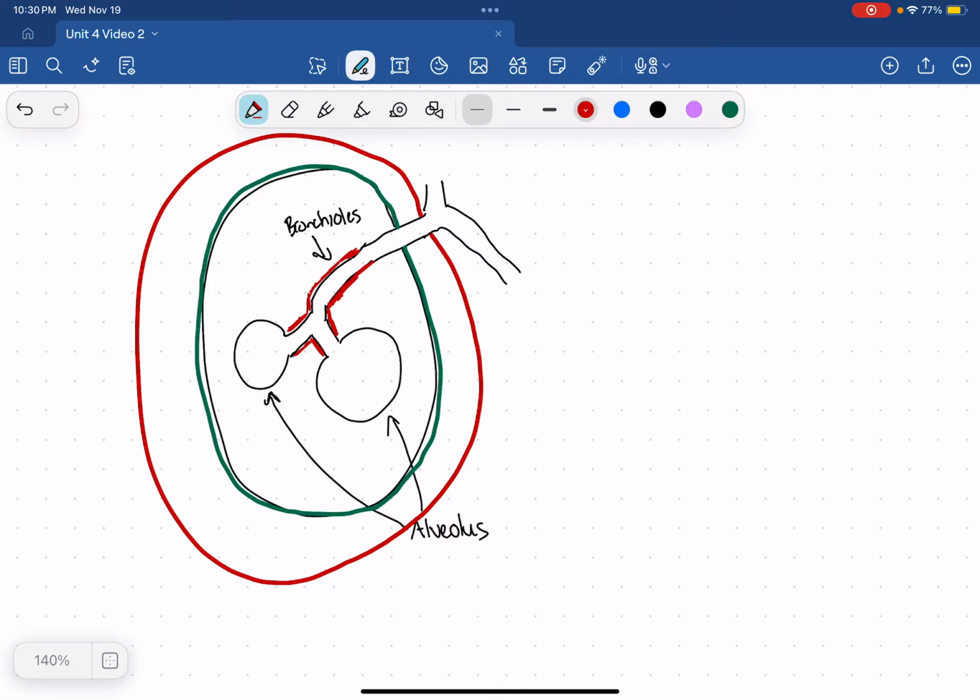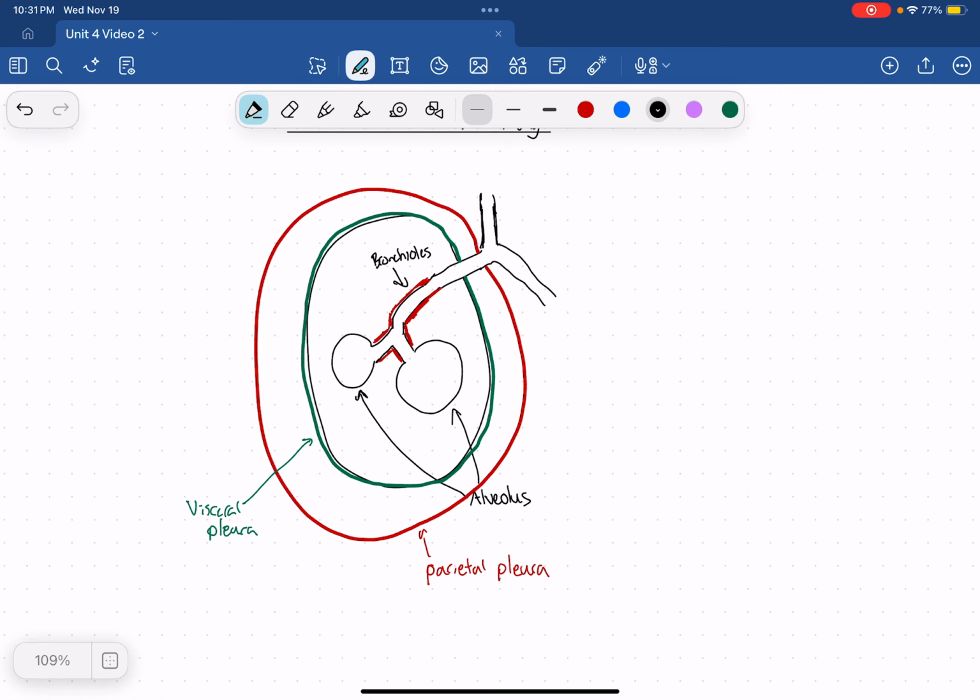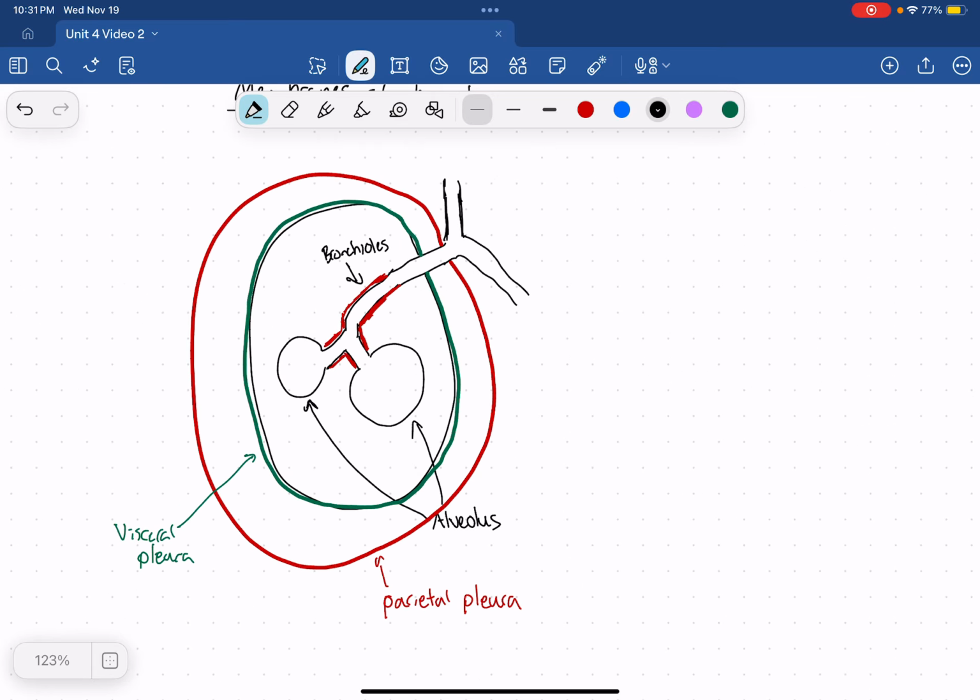So, like I said, the green here is our visceral pleura. And the red here is our parietal pleura. Now this is all important anatomy to know as I'm going through and talking about the rest of the lungs here. So we have our lungs. We've set up the stage to start talking about different things that are happening within the lungs.